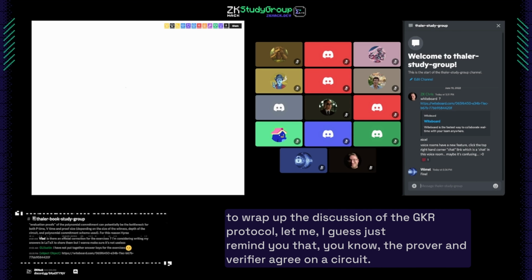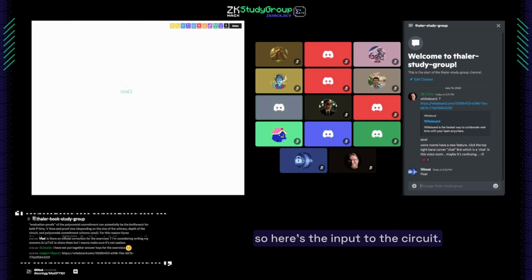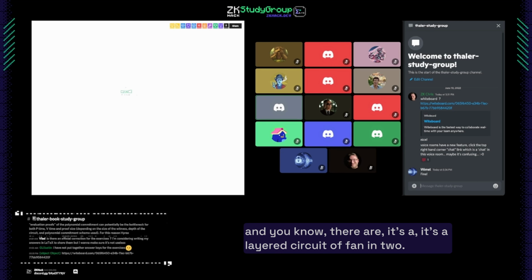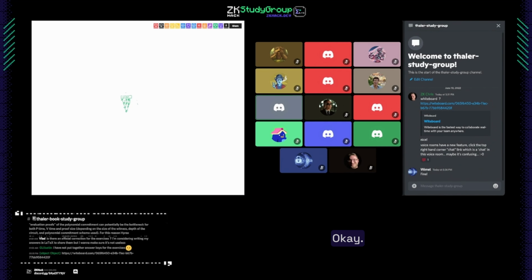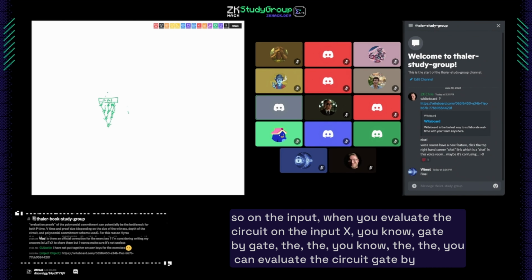So to wrap up the discussion of the GKR protocol, let me just remind you that the prover and verifier agree on a circuit. So here's the inputs to the circuit. And it's a layered circuit of fan-in 2. So there are all these gates in the circuit. And each gate, which I'm just drawing as an almost not visible dot here, is computing addition or multiplication over a field.